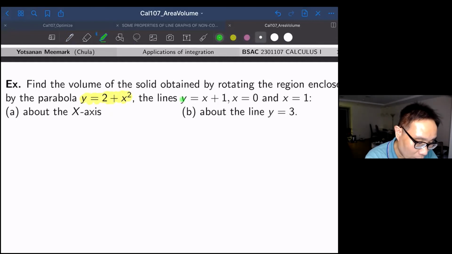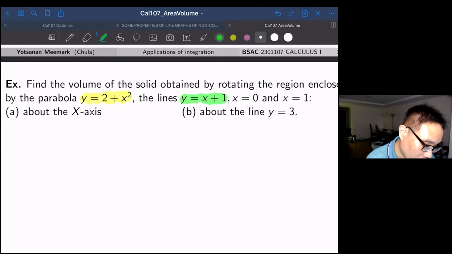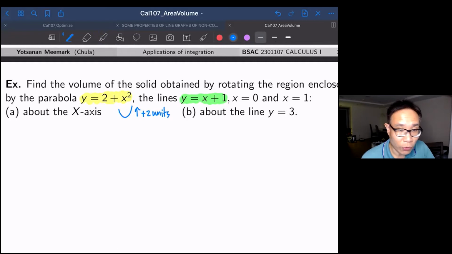So you have y equal to 2 plus x squared. This is going to be the parabola opening upward, moving from the origin to 2 units up. Okay, so this is going to be the normal parabola y equal to x squared, moved 2 units up. This is how you obtain the graph. And y equal to x plus 1 is just a straight line. So let's first draw the graph of the functions.